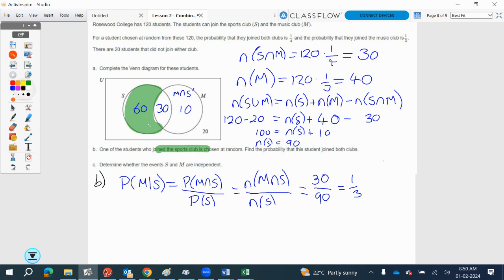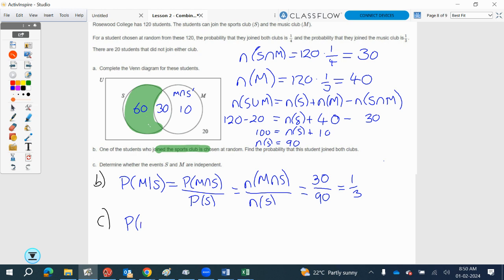Last question, C. Determine whether the events S and M are independent. How do we do this? Turn to your formula sheet. Which test? Get used to opening that formula sheet. I handed them out this morning. The independent events. Okay. So we need which two probabilities?